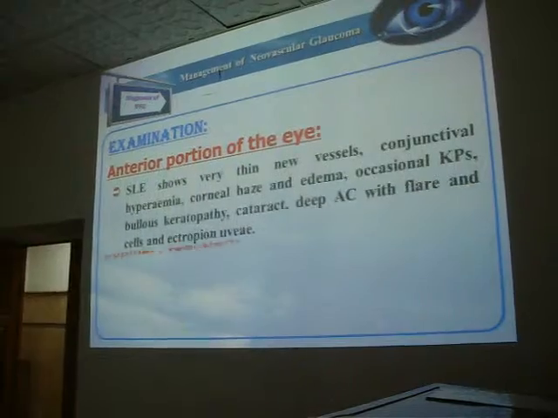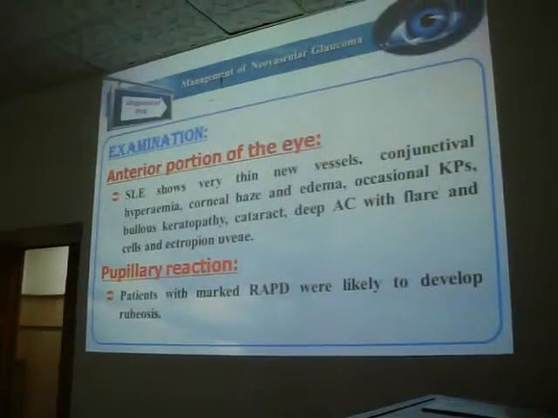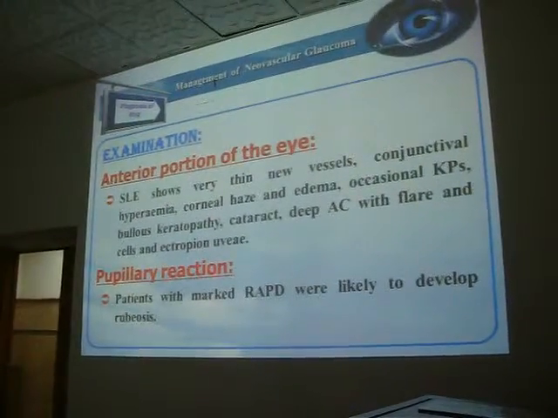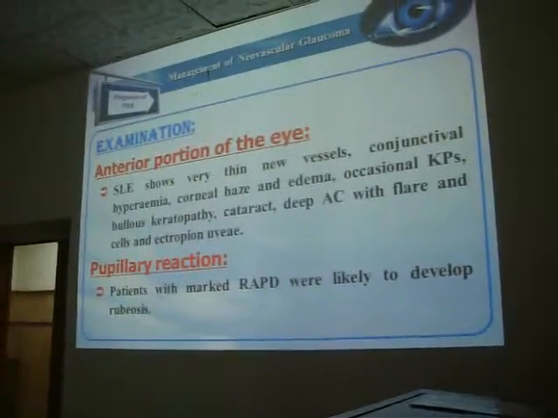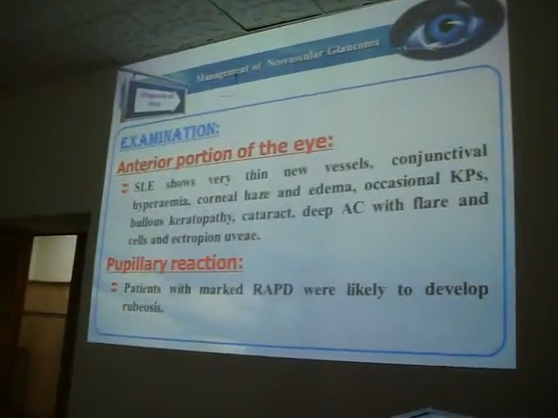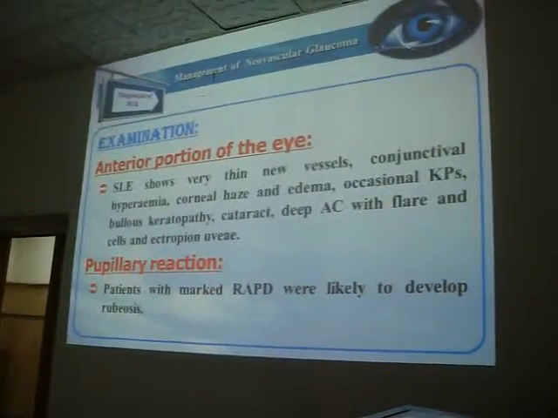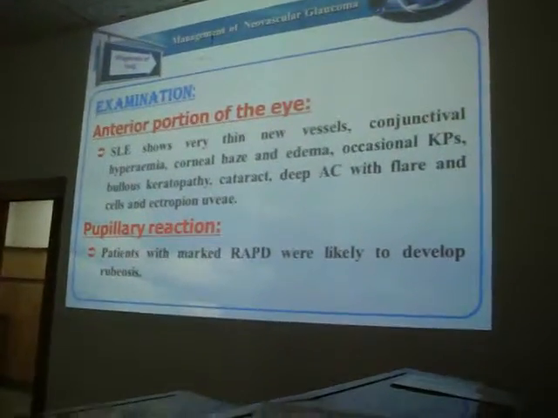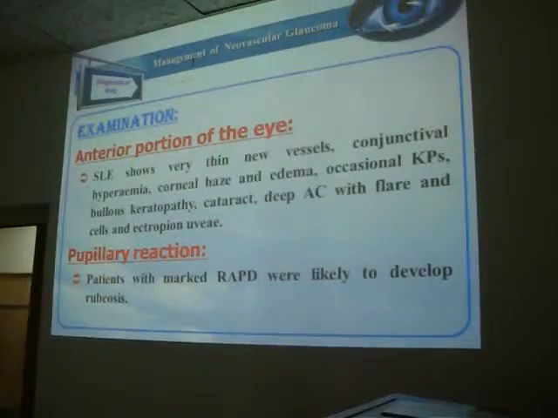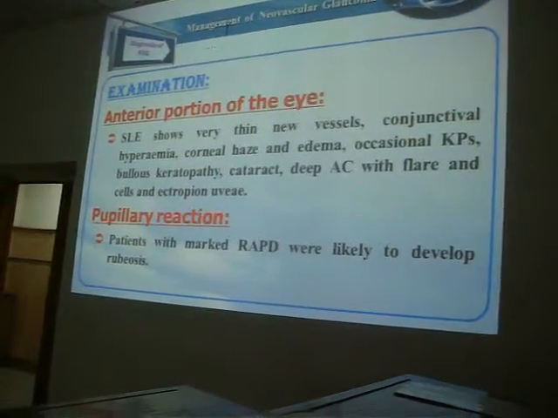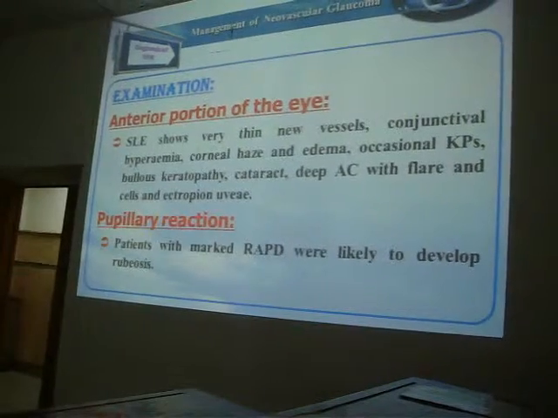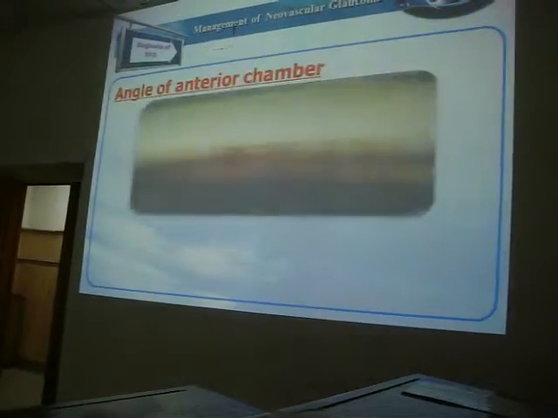The examination of the anterior portion of the eye by slit lamp shows thin vessels, conjunctival hyperemia, corneal edema, occasional KPs, cataract, deep AC, bullous keratopathy in the cornea with flare and cells, and ectropion uveae. Pupillary reaction: patients with marked relative afferent pupillary defect are likely to develop rubeosis, a late stage of ischemia.